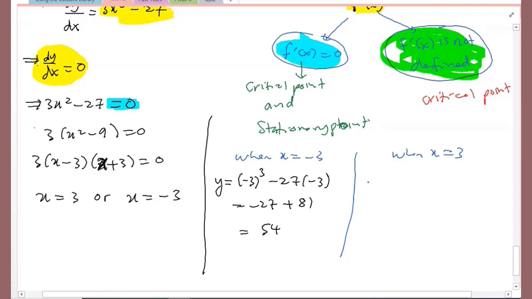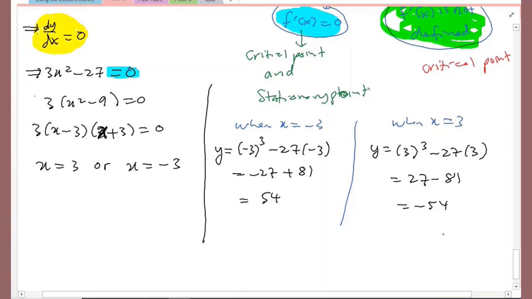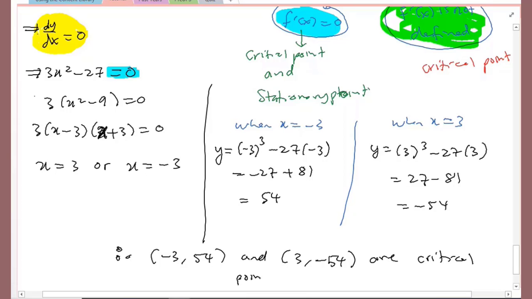So y is equal to 3 cubed minus 27 times 3. 27 minus 81. Ini confirm negative 54, right? So jangan tinggal macam ni because of point, point ni tak kena. Therefore, negative 3, 54 and 3, negative 54 are critical points. Okay, so habis. Dia kata determine maximum minimum kan, so just find critical points. That's all, that's it. So the answer is this one.